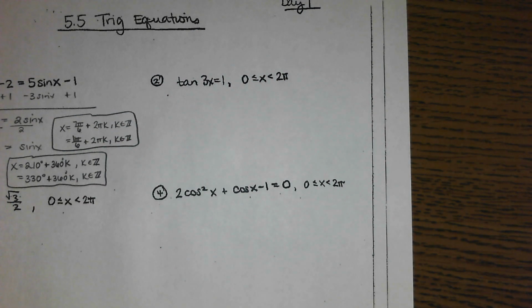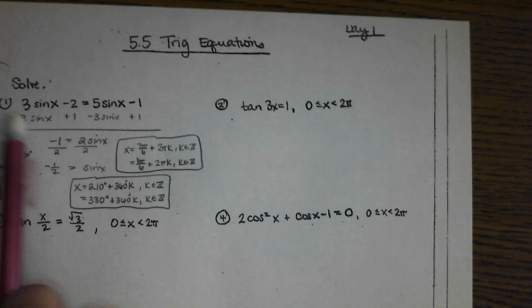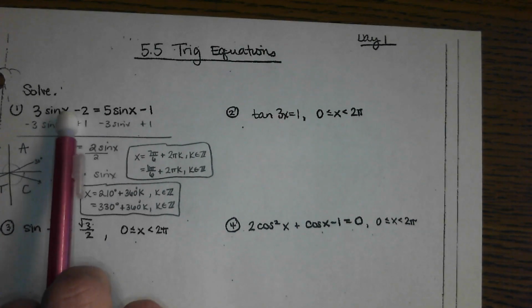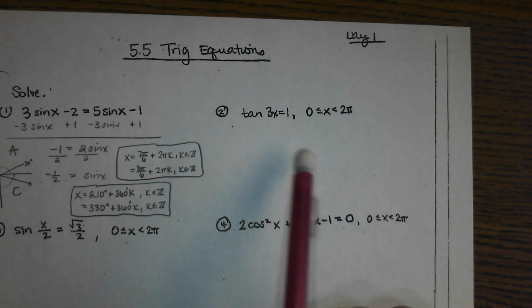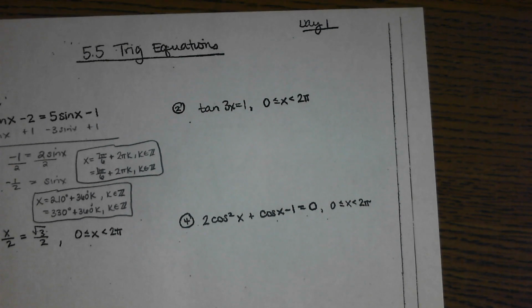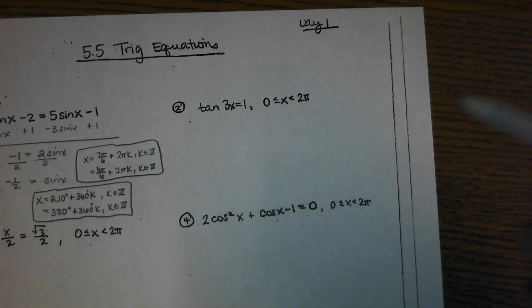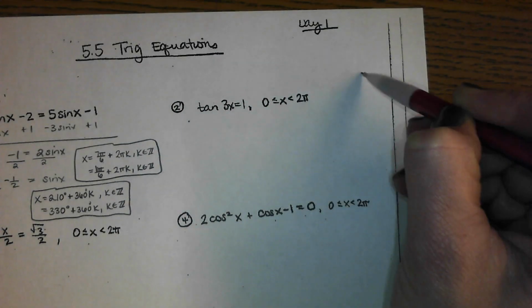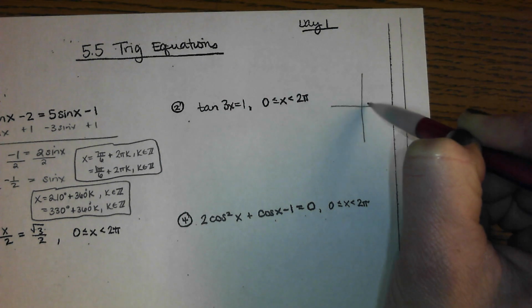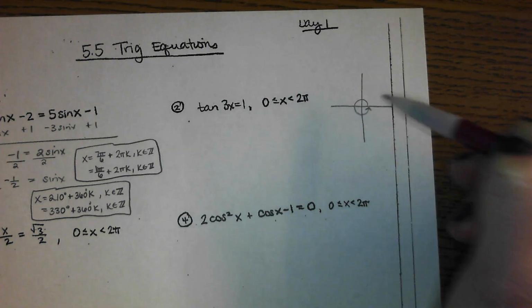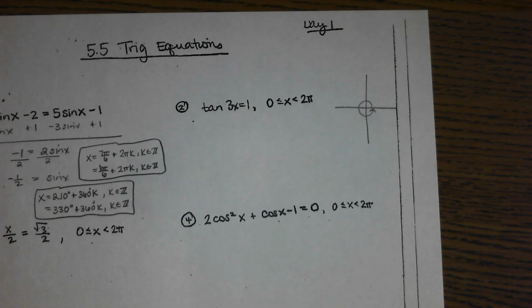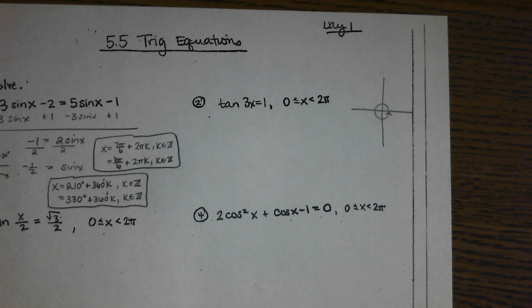The next one. The tangent of 3x equals 1. So 1 was a little bit different because sine x was just a plain old x. This is the tangent of 3x equals 1. And this does tell us between 0 and 2 pi. So we're only doing one revolution, and we're doing it in radians, not degrees. So at least it kind of pares down what we have to do here.